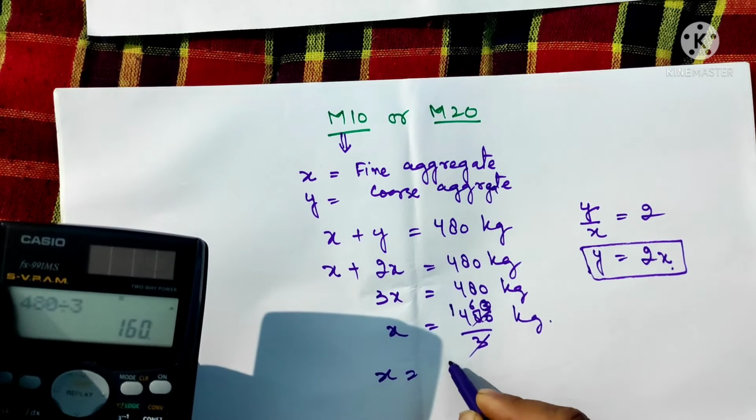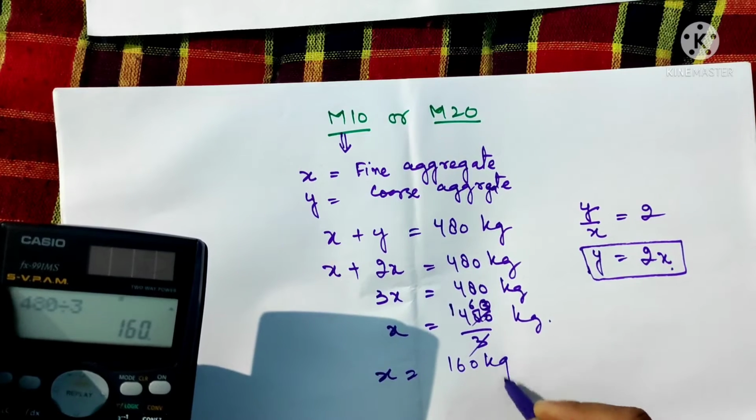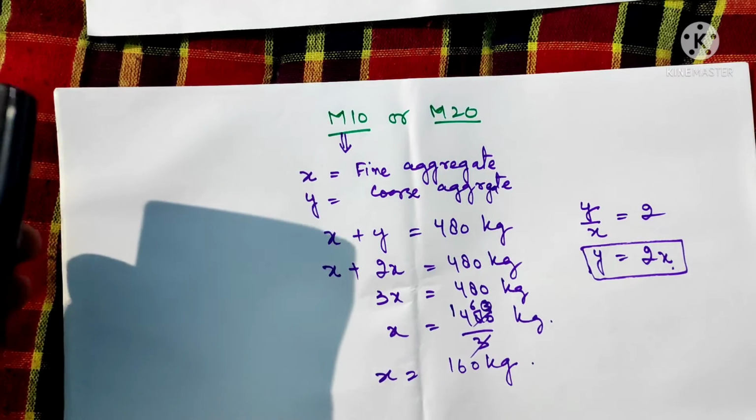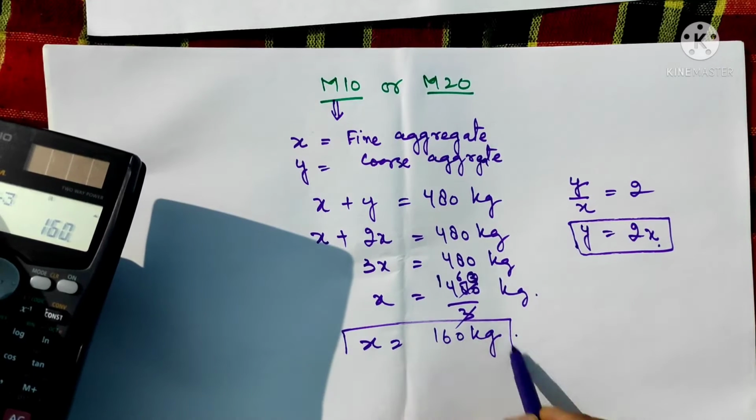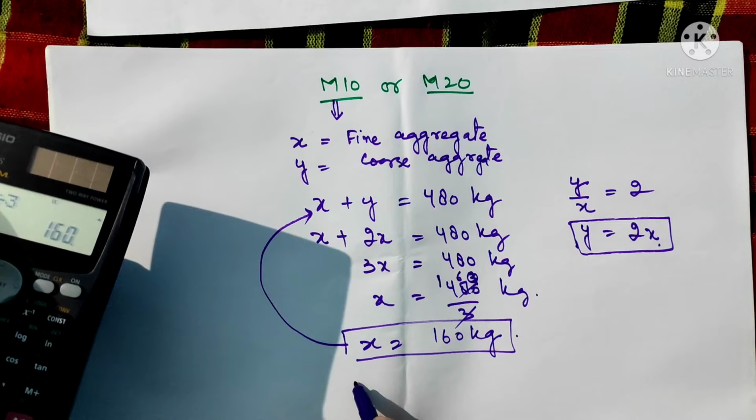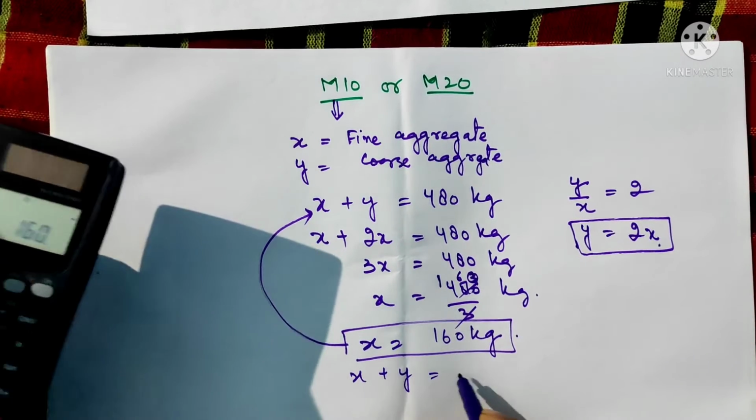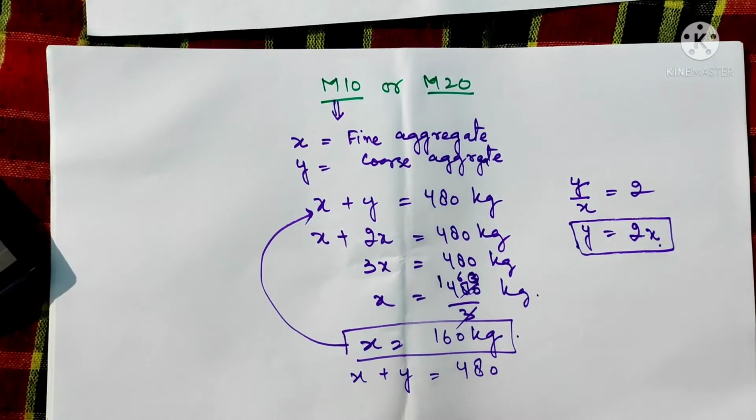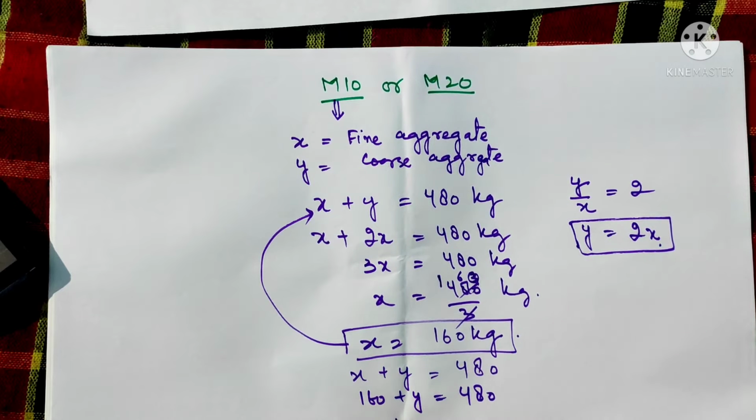kg. Okay, so let's put this x in this equation to get the value of y. So x plus y is equal to 480, and here we have x is equal to 160, plus y is equal to 480 kg. Y is equal to 480 minus 160, which will come out to be 320 kg.